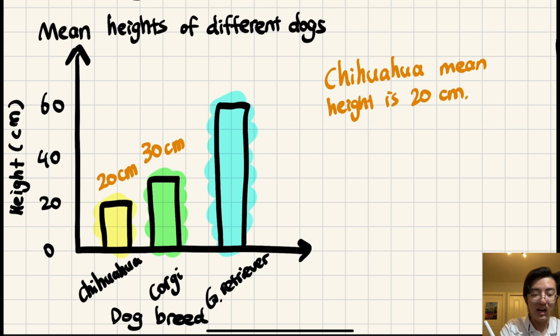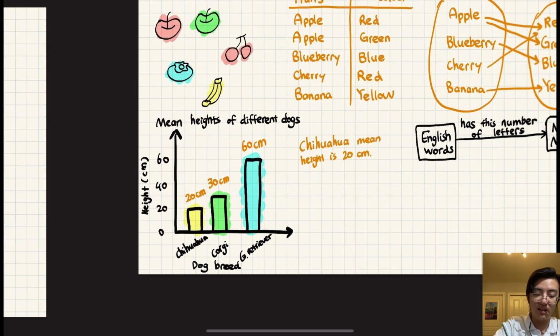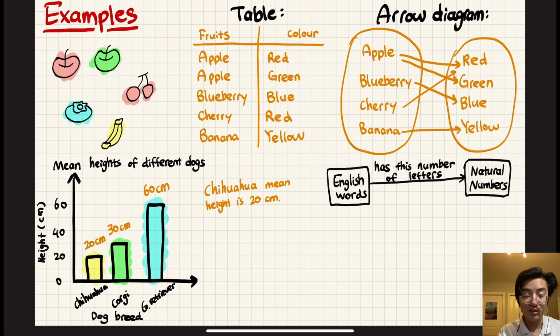And of course, our biggest boy, we got the golden retriever here. Okay, so we're looking at the golden retriever bar, which is the blue bar right here. The top of this bar goes to 60 centimeters. So the mean height of a golden retriever is 60 centimeters. So that's how we read the bar graph.